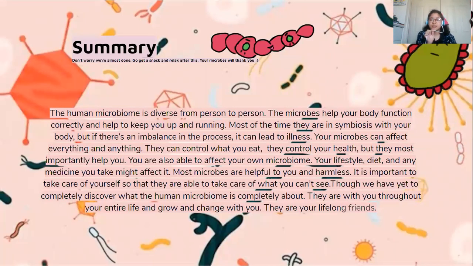Summary. To summarize this lecture, the human microbiome is diverse from person to person. The microbes help your body function correctly and help to keep you up and running. Most of the time they're in symbiosis or balance with your body, so it's a beneficial relationship we have with them. However, if there is an imbalance or dysbiosis, it could lead to illnesses and autoimmune diseases. So your microbes can affect everything and anything, although we're still learning about it. It's a relatively new topic. It is possible that they can affect everything.